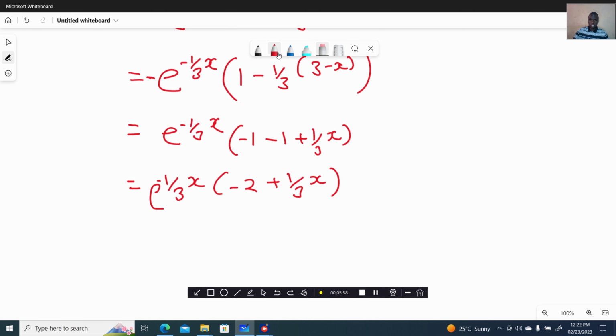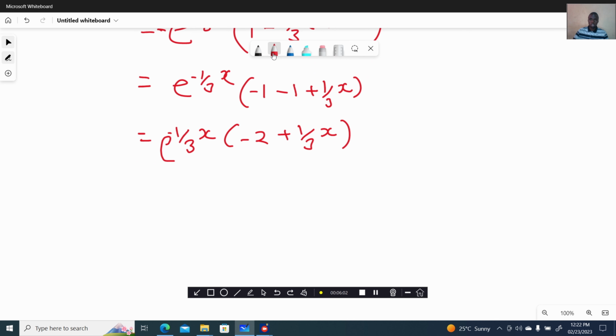So let's determine the coordinates of the minimum point. We'll equate this to 0, so that you can have 0 equals e to the power of negative 1 over 3 x into bracket 1 over 3 x minus 2. So what are you going to have?